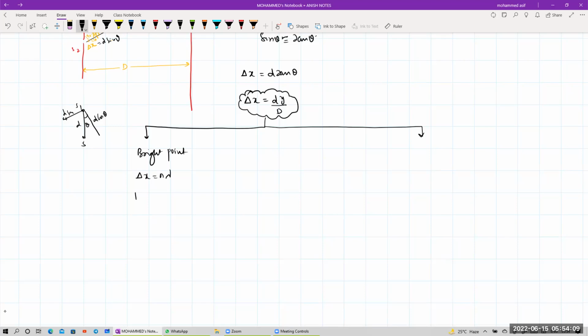डेल्टा एक्स की वैल्यू यहाँ पर डाल दो, d into y divided by capital D is equals to n into lambda. यानी y कहाँ पर बना, y is equals to n into lambda into capital D divided by small d. So y nth bright point is being found at a position of n lambda D by d. Clear है? First bright, second bright, n is equals to 1, 2, 3, will get the answer for that.